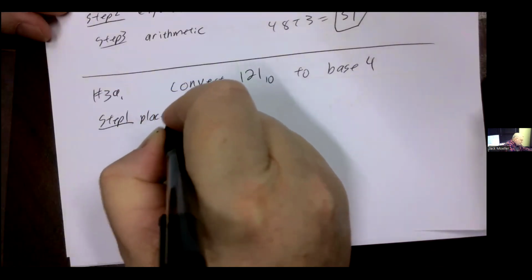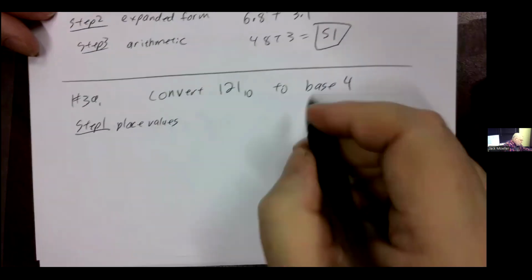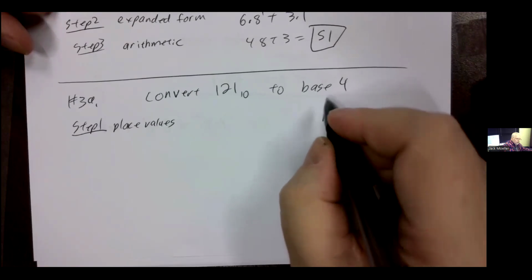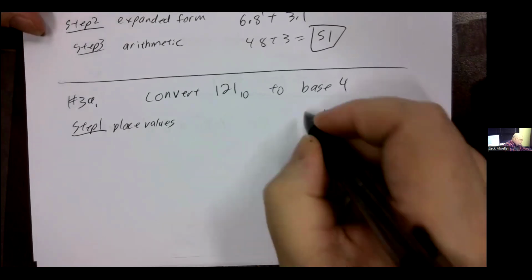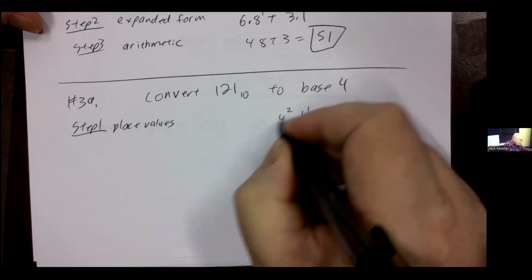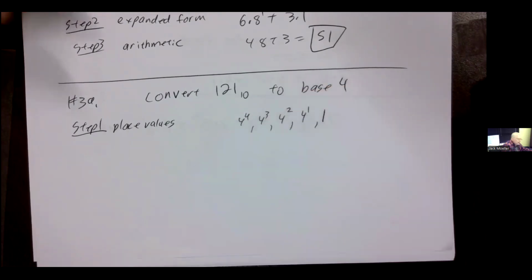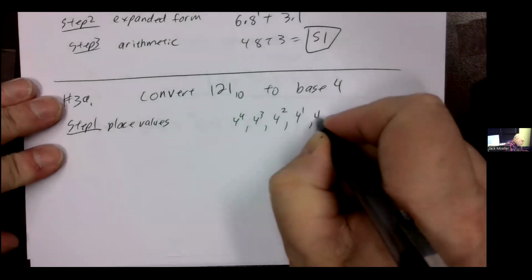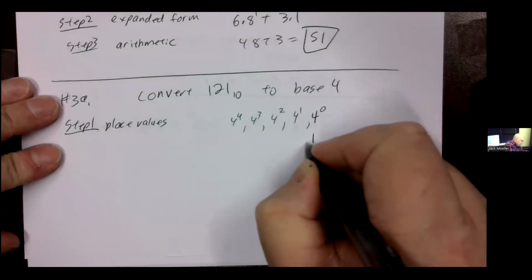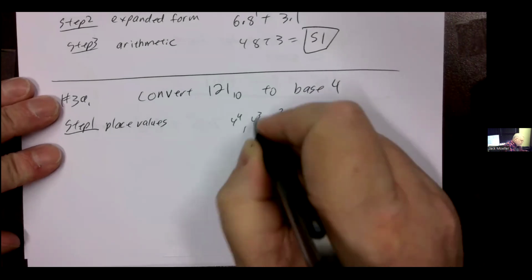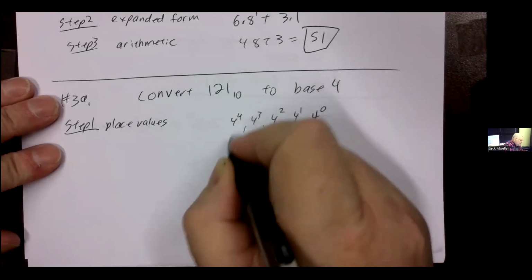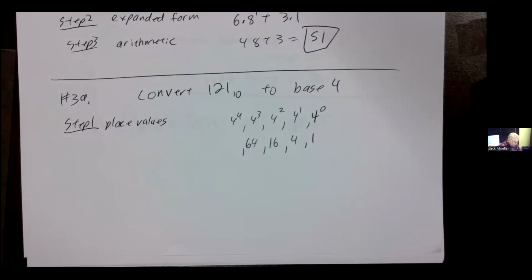Still, step 1, we need to get our place values. So start on the right with 1, because it's 4 to the 0, which is 1. And then as we go to the left, do your exponents, so 4 to the first, 4 to the second, 4 to the third, 4 to the fourth, and so on. Now, since we're going to be doing divisions, we don't want these in exponential form. We actually need the actual numbers. So that'd be 4 to the 0, which is 1. That is 4. 4 squared is 16. 4 cubed is 64. 4 to the fourth is 256.